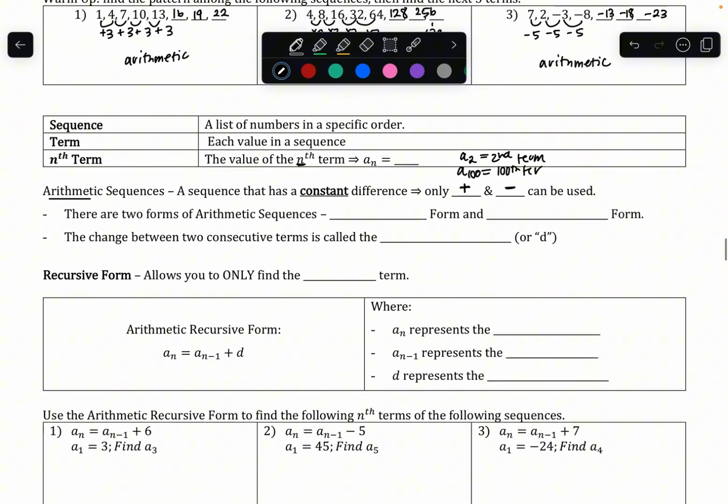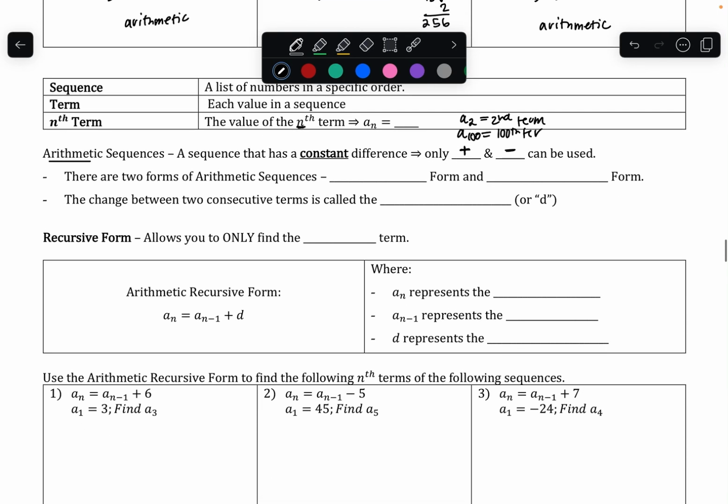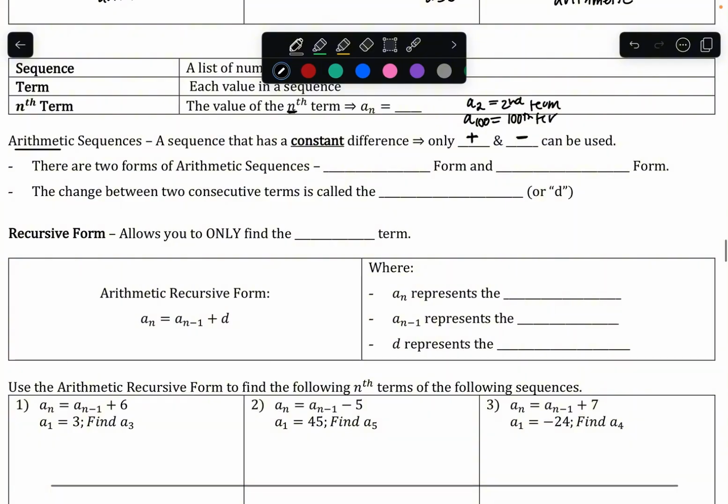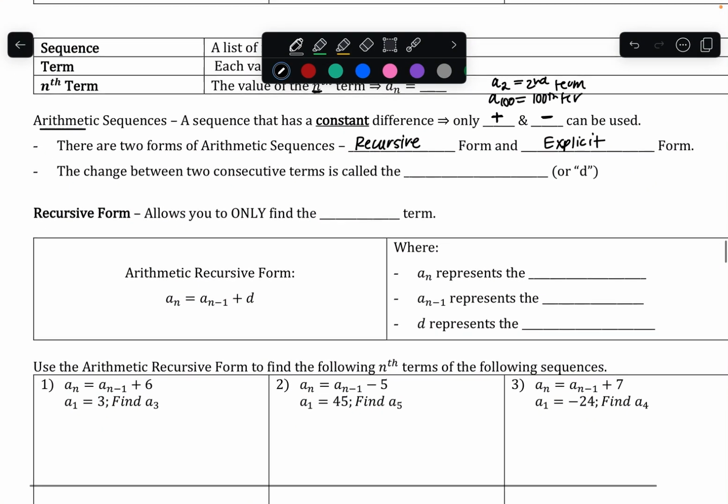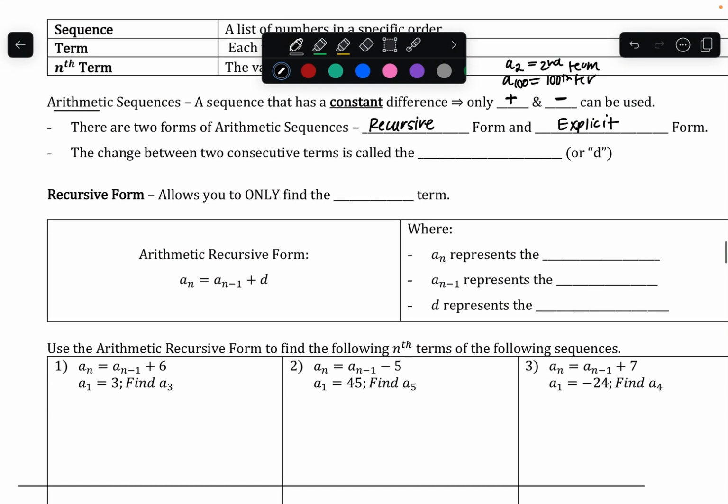There are 2 forms of arithmetic sequences that we can write the equation for. We have recursive form, and then we have explicit form. Both are standards to be able to write in recursive and explicit form, so we'll talk about each one separately.